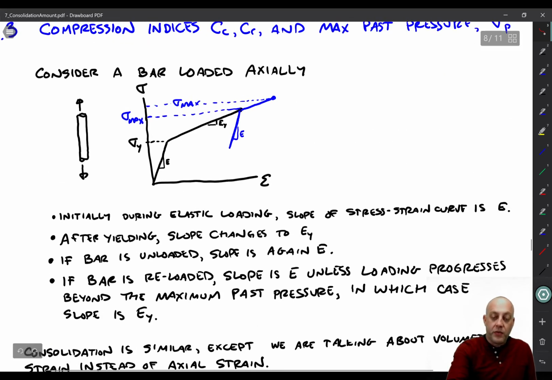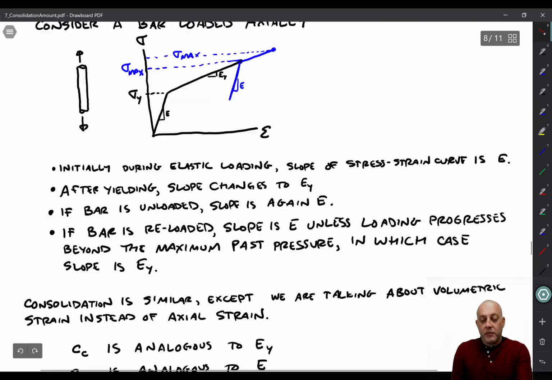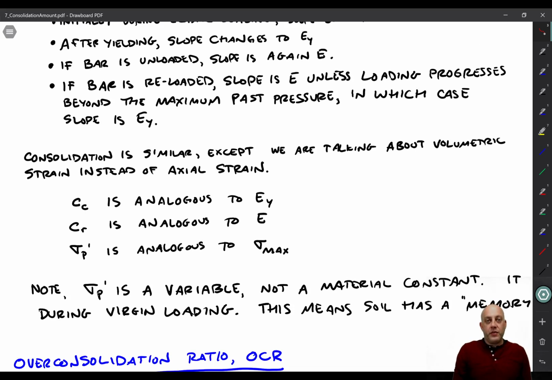And if you were to load here and then unload, the bar would go right back where it was. Similarly, if you were to load along the C sub r index and then unload, the clay would go right back to the volume that it was before. You would not change the volume permanently.